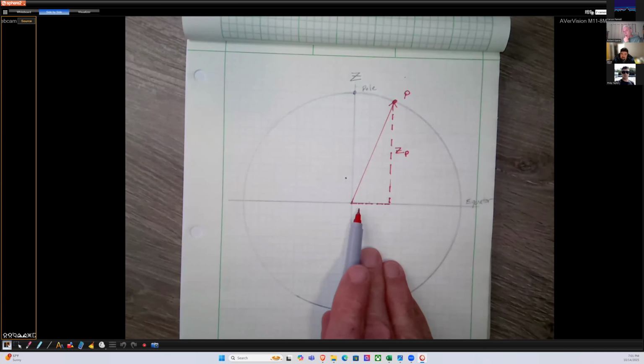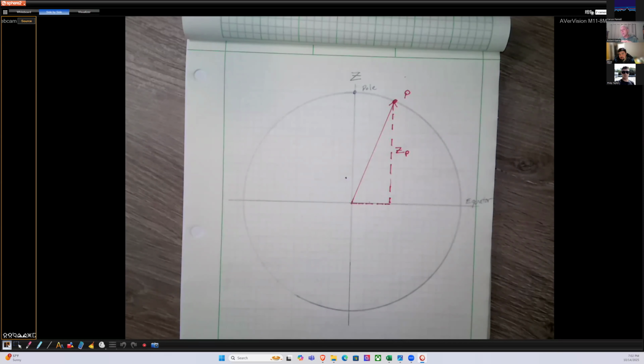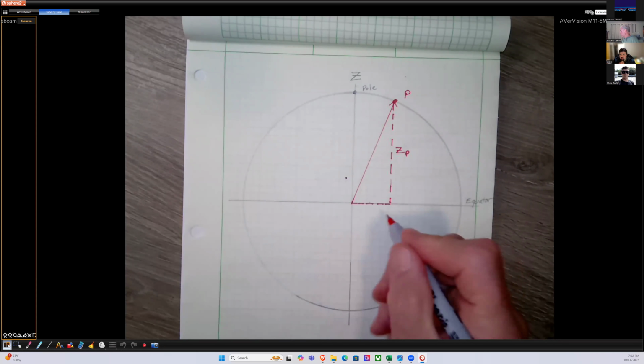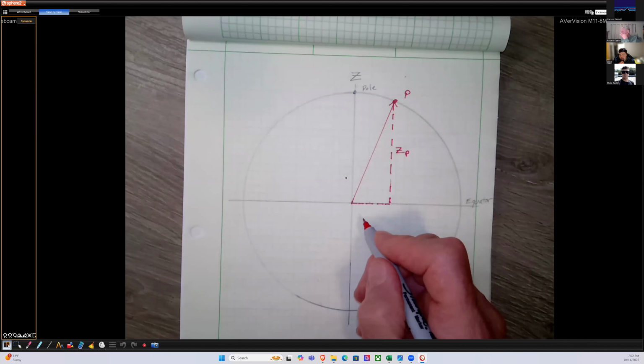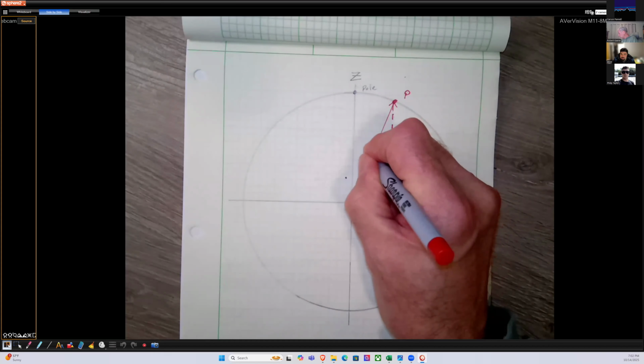Now this is the tricky one. What's the length of this here? Remember, this exists on the XY plane. It's not necessarily along the x-axis or the y-axis. That'd be R sub P. Nope. This is actually R sub P here.